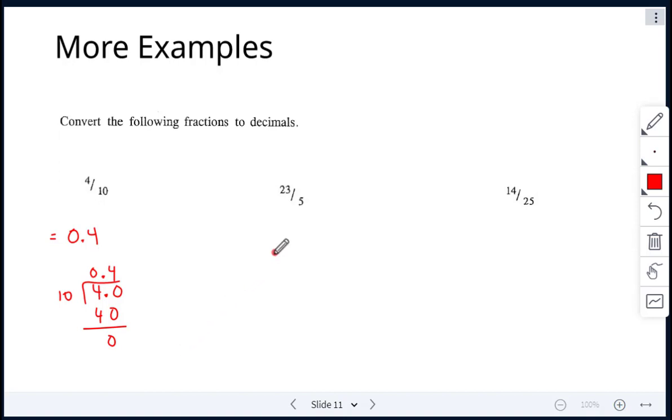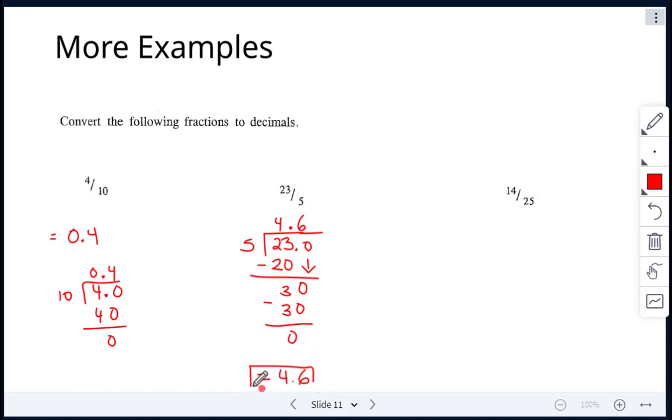All right, here we have 23 over 5. So 23 is being divided by 5. How many times can 5 go into 23? 4 times. Then we would subtract here. We would get 3, add a decimal and a 0, line up the decimal, bring that 0 down, and now 5 can go into 30 6 times. And then we're finished. So here our answer is 4.6. And here the answer was 0.4.